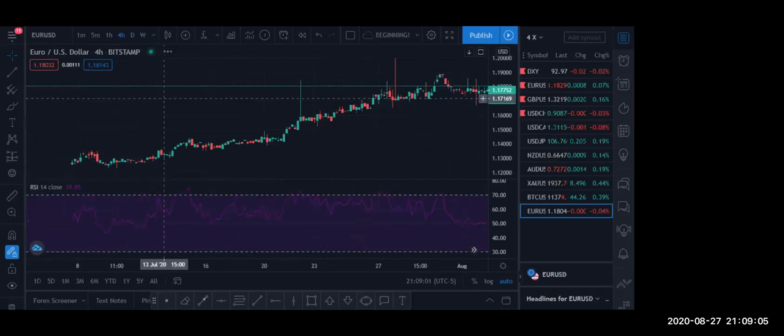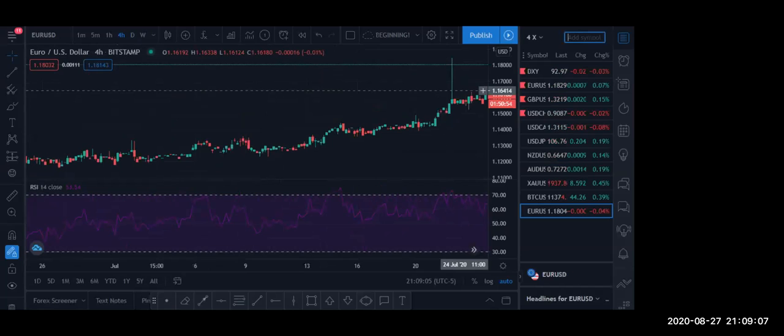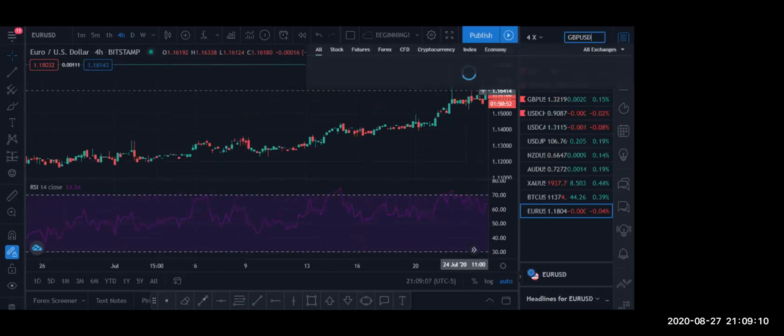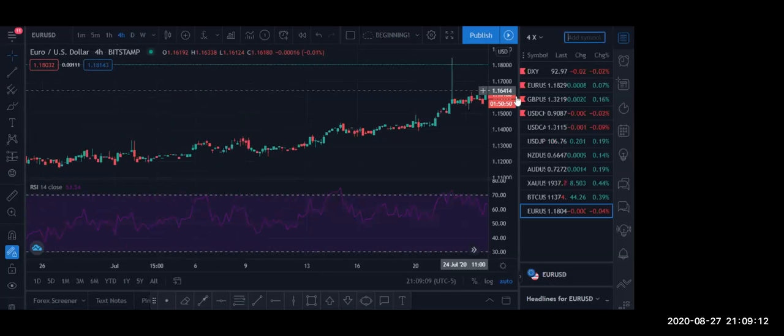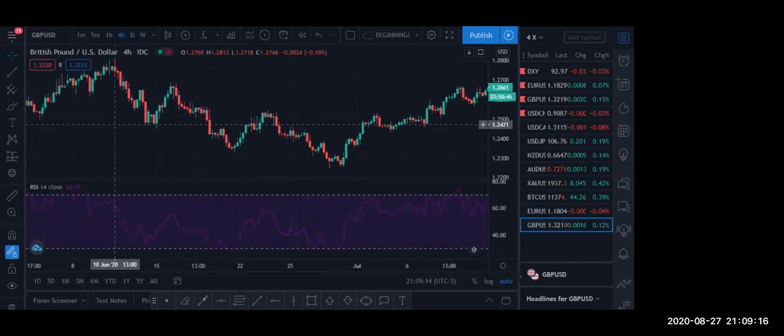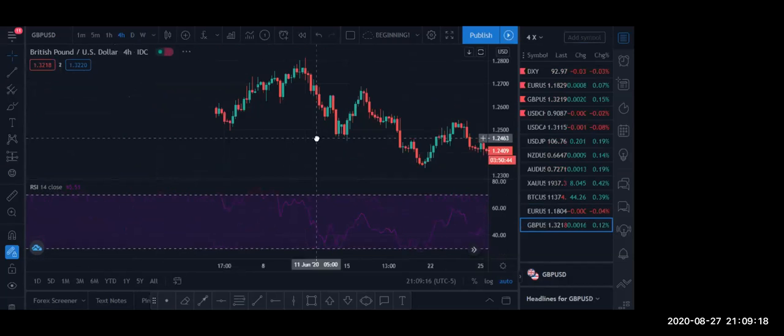And this is ugly. Hold on, let me go for another one. GBP USD, it's not falling right. Okay, there we go. This one looks good. This is how we would actually look at it on MetaTrader.